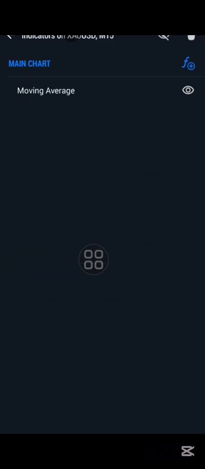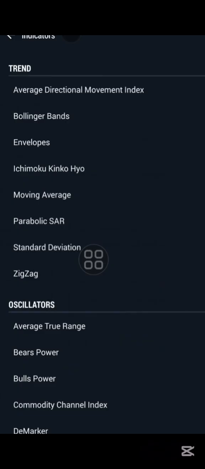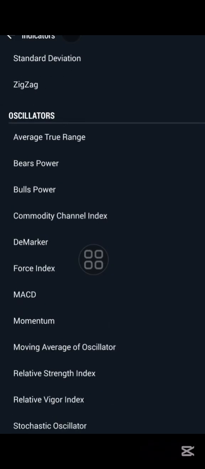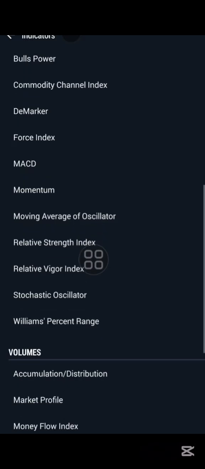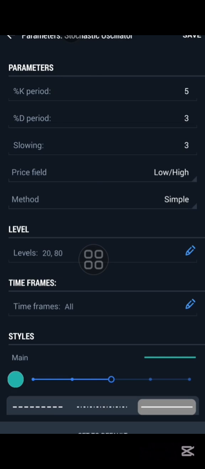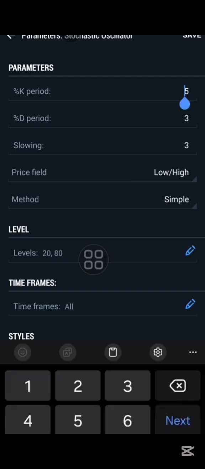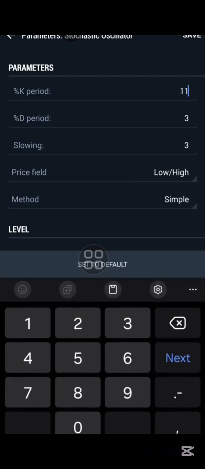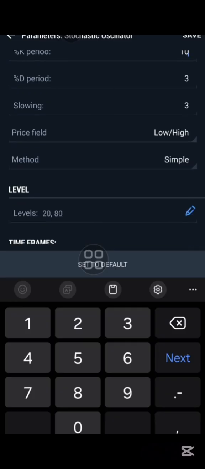Then we're going to go again to this icon. Then we're now going to go on oscillators. On oscillators, we're interested in the stochastic oscillator. Then you're going to click the stochastic oscillator. What you're going to change is the percentage K period. On the percentage K period, you're going to put 10. Then the rest remains the same. The percentage D period remains at 3. Slowing at 3. Price field low over high. Method simple. Then on the levels, we are interested in level 20 and 80.